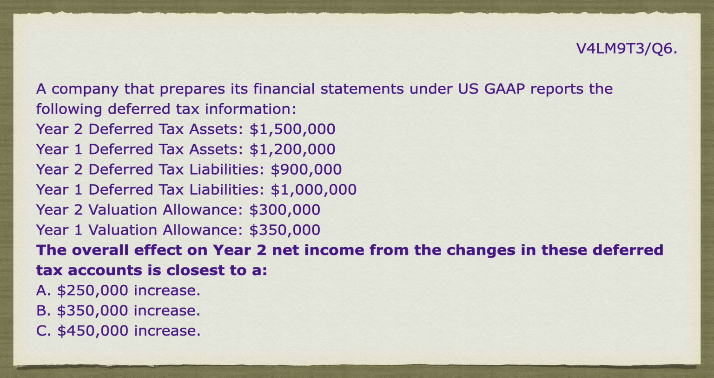The overall effect on year 2 net income from the changes in these deferred tax accounts is closest to: A. $250,000 increase. B. $350,000 increase. C. $450,000 increase.